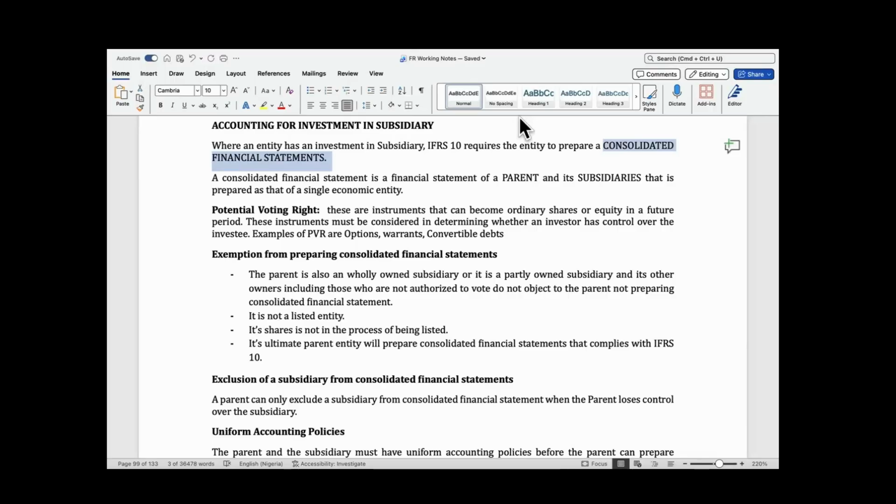How do you consolidate? When we say consolidated financial statements, it means the financial statements of a parent and its subsidiaries prepared as if it is that of a single economic entity. If somebody looks at it, you will not know that it is for two or more entities combined. You think it's that of a single entity. So how do we achieve that is what we are going to learn. How do you prepare the financial statements of a parent and its subsidiaries? How do we combine them together for it to look as if it's that of a single entity?